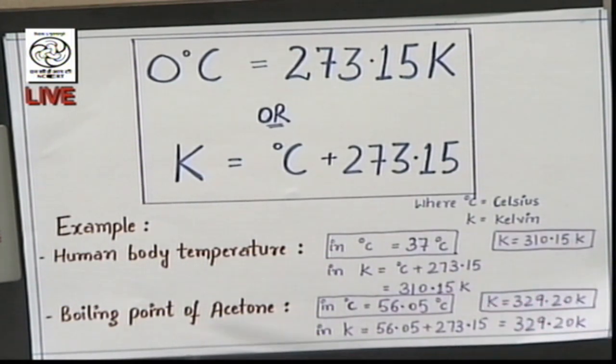Similarly, one more example, we are talking about acetone. We have written that it is around 56 degrees centigrade, and if you convert it into Kelvin, you have to add this number. And it can be the other way around. If you have to convert from Kelvin to centigrade, then you have to subtract the number. Right. So this is what I wanted to talk about regarding the units here.